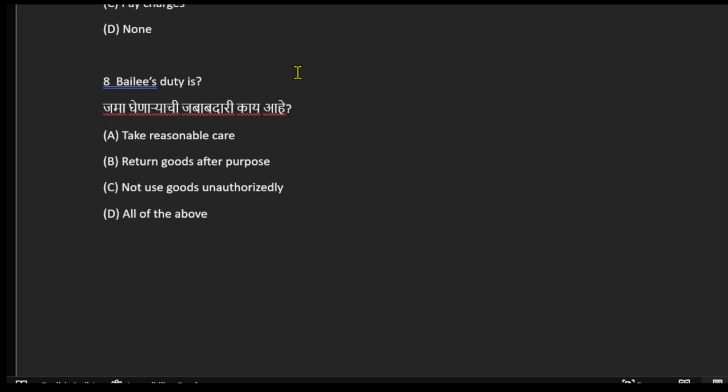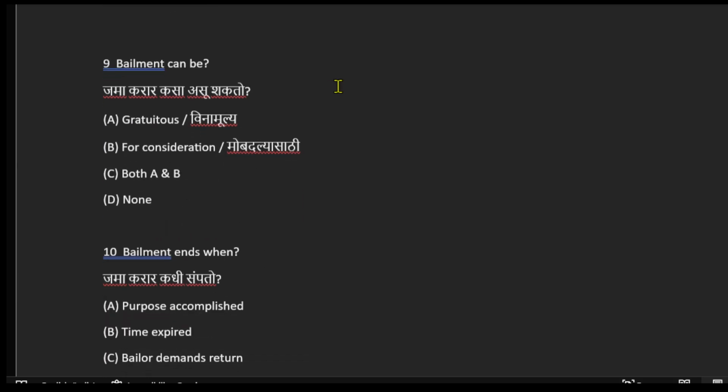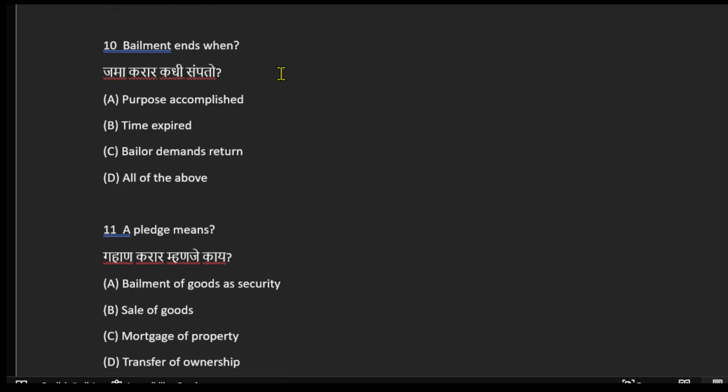8. Bailee's duty is take reasonable care, return goods after purpose, not use goods unauthorisedly. All of the above option is correct. 9. Bailment can be gratuitous, for consideration. Both A and B option is correct. 10. Bailment ends when purpose accomplished, time expired, bailor demand return. All of the above option is correct.